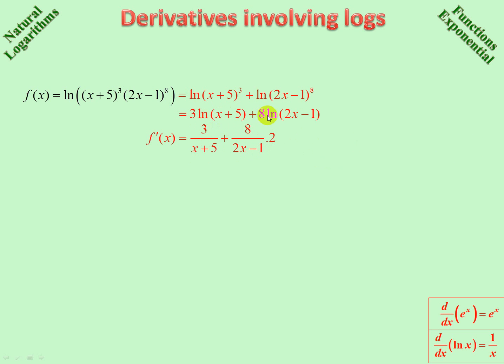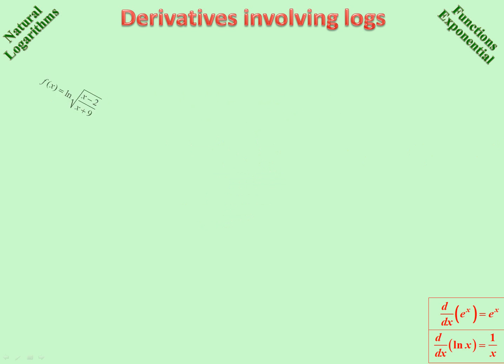This is 8 times 1 over 2x minus 1, but times 2 because of the derivative of the inside function, 2x minus 1. So we find a common denominator, and there is the result. Quite a bit simpler than doing it by other methods.